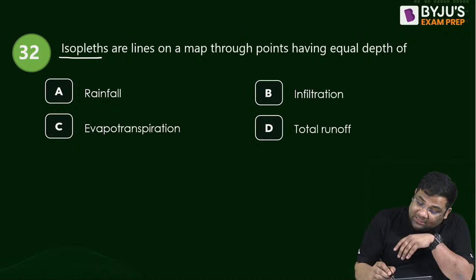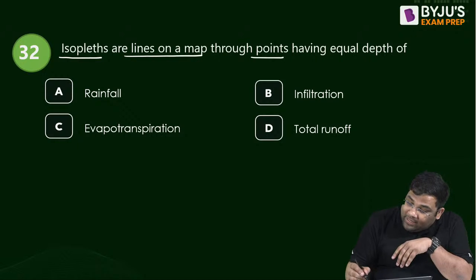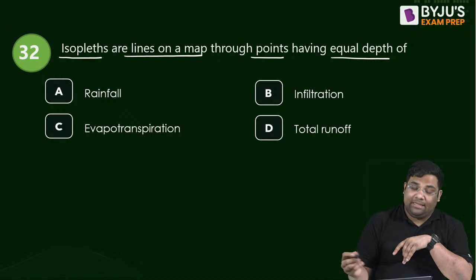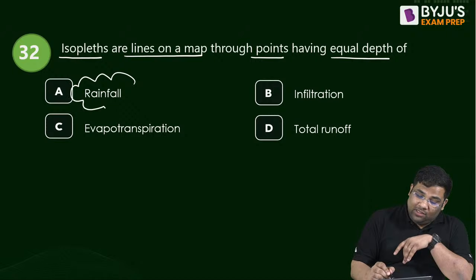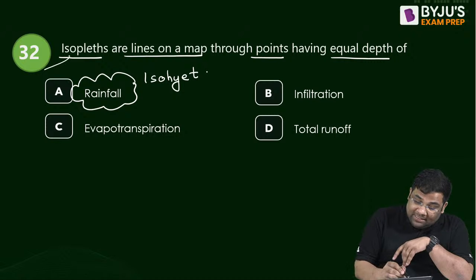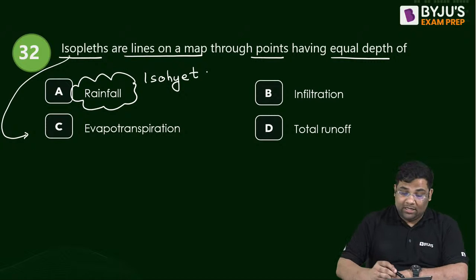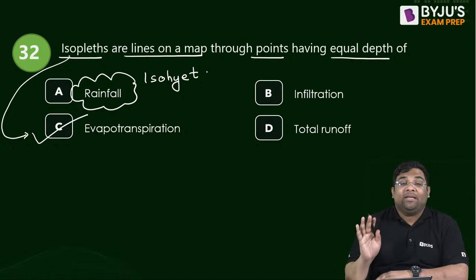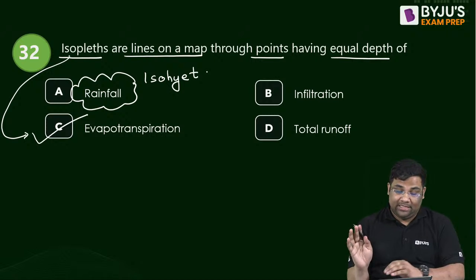31, 32, straightforward question. Isoplates are lines on a map through points having equal depth of what? You see, when we have equal rainfall, they are known as isohyets, right? We have discussed this. Now, what is this isoplate? Isoplates are having equal evapotranspiration, that is isoplate. Remember.